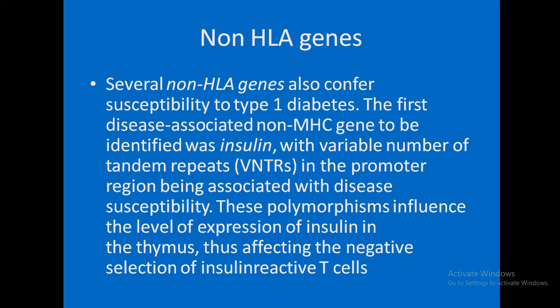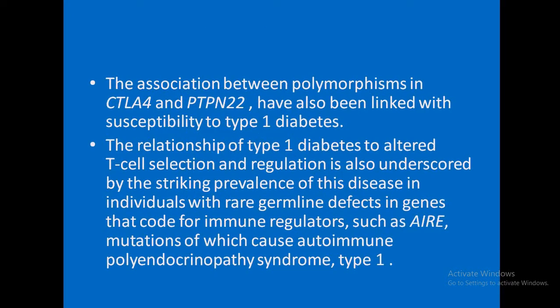The influence of non-HLA genes. Several non-HLA genes also confer susceptibility. The first one was the gene for insulin itself, where the VNTRs in the promoter region are associated with disease susceptibility. These polymorphisms may influence the level of expression of insulin in the thymus, thus affecting the negative selection of insulin-reactive T cells. Other associations are seen with polymorphisms in CTLA4 and PTPN22.